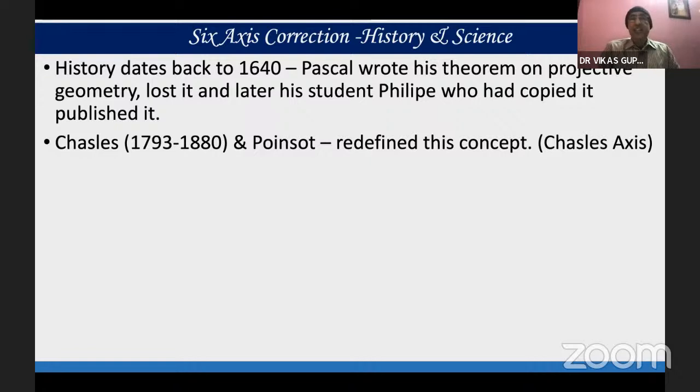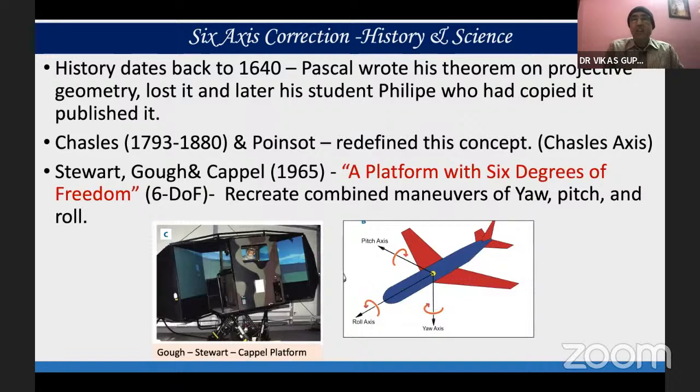Somehow Chasles and Poinsot got this book almost 100 years later in one of the bookshops and refined this concept, which is known as the Chasles axis. What Manish has already covered, Stewart, Gough and Klaus, are the creators of the modern hexapod. They presented their research to the Aeronautical Society, which is now known as a platform with 6 degrees of freedom to recreate combined movements of yaw, pitch and roll, basically 3 axes. And we have the 6 axes, basically 3 movements in both.